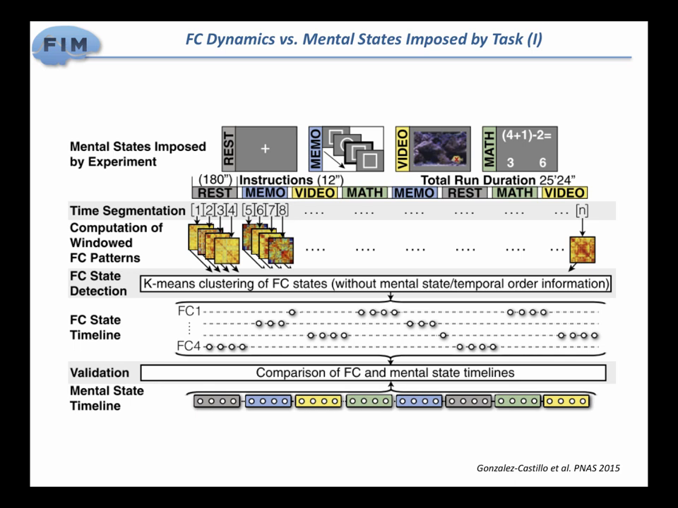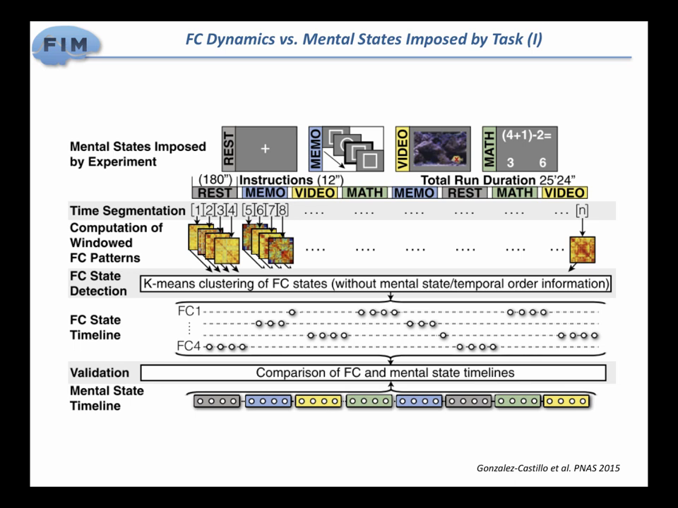And the idea here was, okay, if these snapshots of connectivity contain information about what mental state, meaning which task the subjects were doing, we should be able to give these vectors to a clustering algorithm. And if I ask for 4 clusters, hopefully it will group them in ways that all the windows that belong to periods when the subjects were doing math go together, all the windows when the subjects were doing memory go together, and so on.